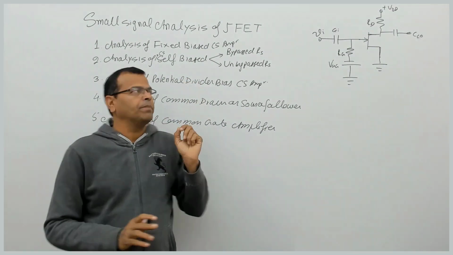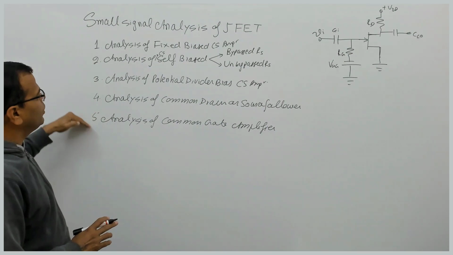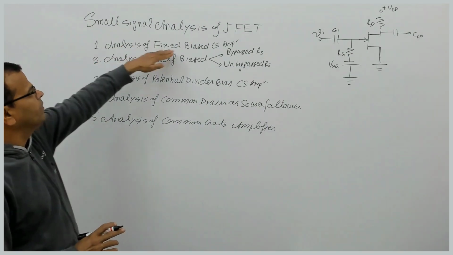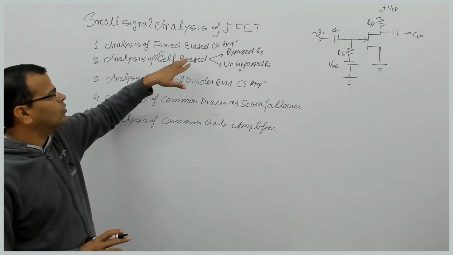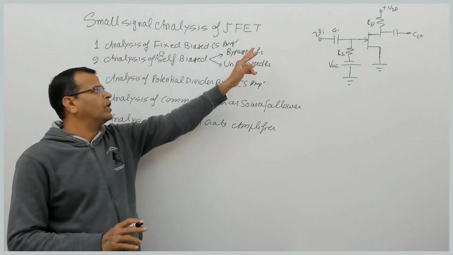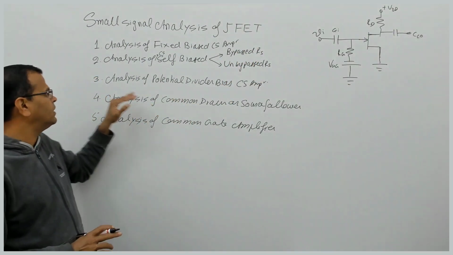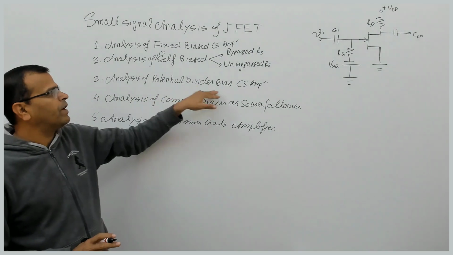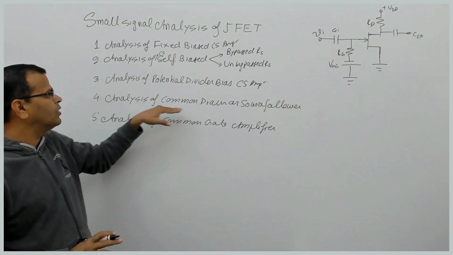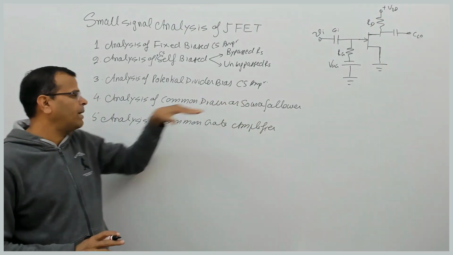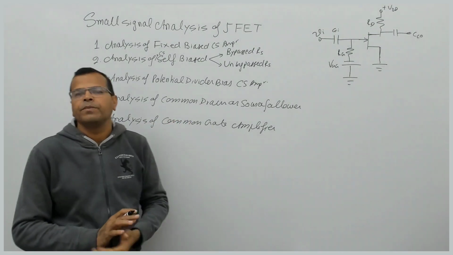civil services exams. So in this topic we will be going through these five circuits: fixed biased common source amplifier, self biased common source amplifier, where we will be taking two cases, bypassed source resistance and unbypassed source resistance, then analysis of potential divider bias common source amplifier. The fourth one I'll be talking about is analysis of common drain or source follower amplifier, and the last one will be analysis of common gate amplifier.